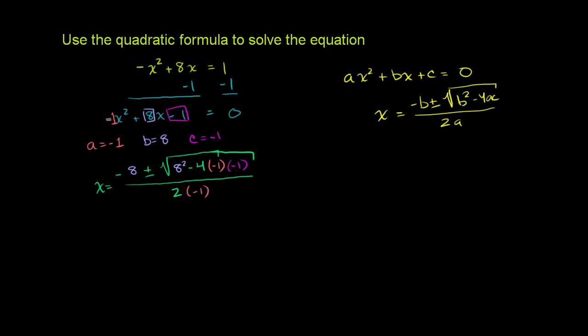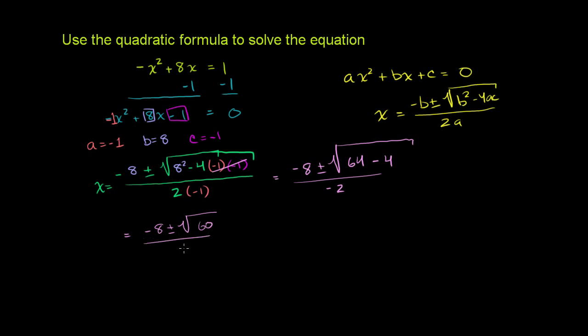So let's simplify this. This becomes negative 8 plus or minus the square root of 8 squared, which is 64. And then you have a negative 1 times a negative 1, which is just a 1. So 64 minus 4, that's just that 4 over there. All of that over negative 2. So this is equal to negative 8 plus or minus the square root of 60, all of that over negative 2.